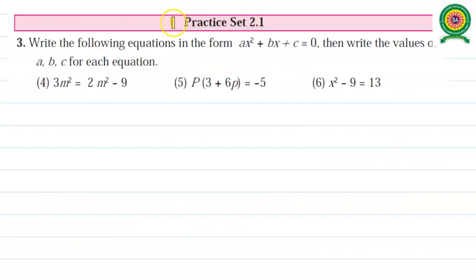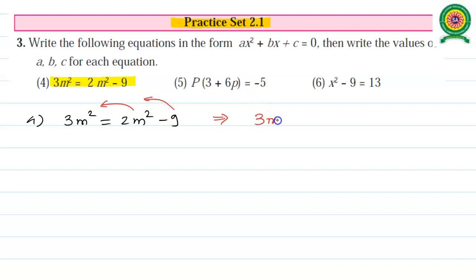Now look again at question number 3 from practice set 2.1. We have the fourth sub question of the form 3m square equals 2m square minus 9. Once we shift 2m square from RHS to LHS, as well as the minus 9, we get 3m square minus 2m square plus 9 equals 0. Now look at the first two terms, they are like terms, easily subtracted, so after simplifying, 3 minus 2 becomes 1, so 1 into m square, we have m square plus 9 equals 0.